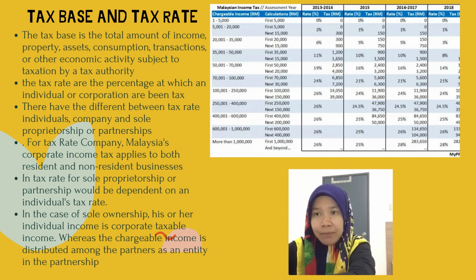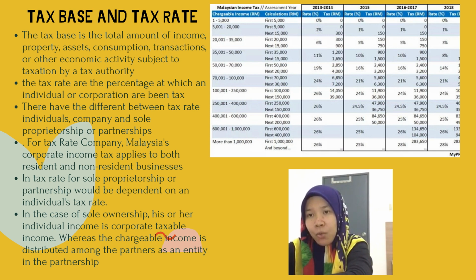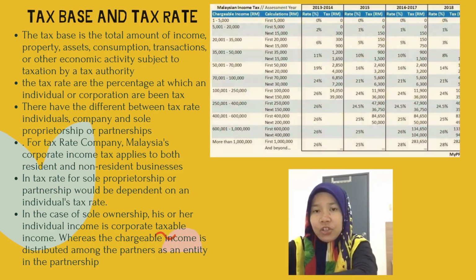For the company tax rate, Malaysian corporate income tax applies to both resident and non-resident businesses. The tax rates for a sole proprietorship or partnership depend on the individual tax rate. In the case of sole ownership, his or her individual income is the taxable income, whereas the chargeable income is distributed among the partners as an entity in the partnership.